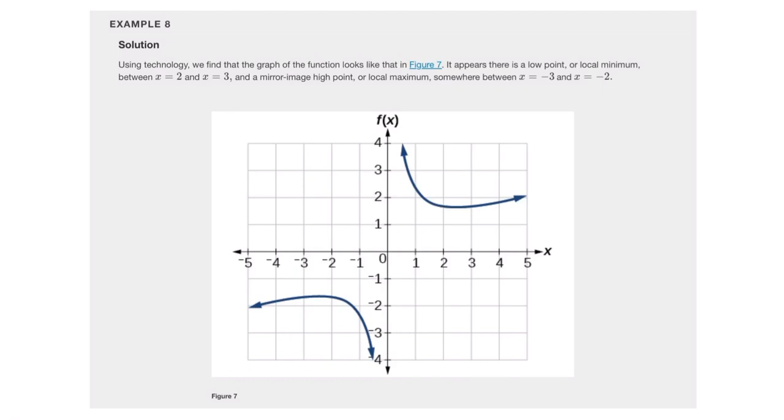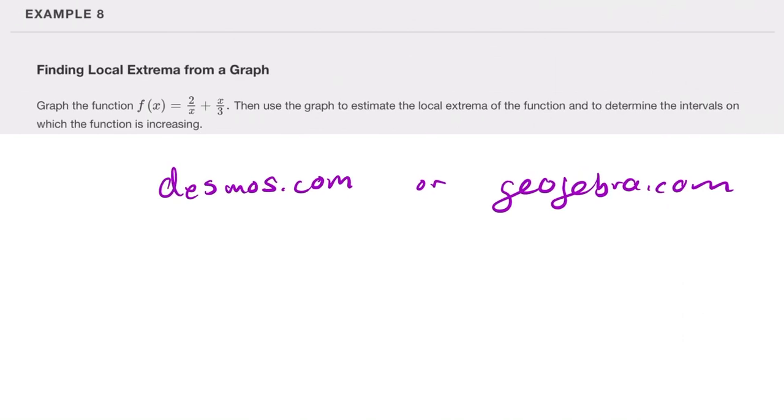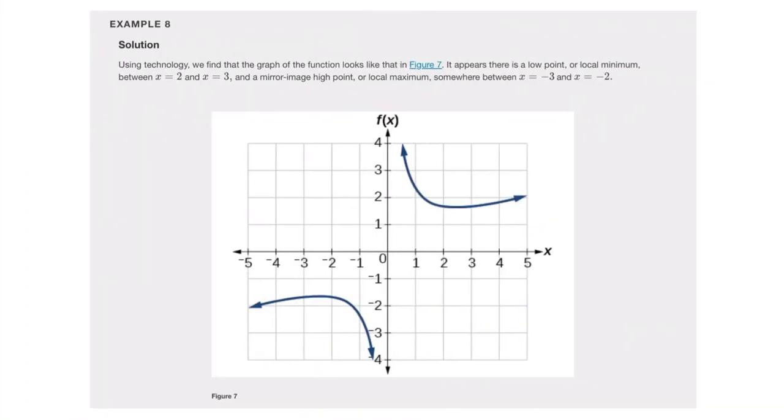It appears that there's a low point. So if this is our image, let me see, it asks for the local extrema. Okay. So it does look like there's a low point, like right about here. It's like the bottom of a valley almost. It dips down a little bit, somewhere right in here. And then there's a local maxima right about here. Something like that.